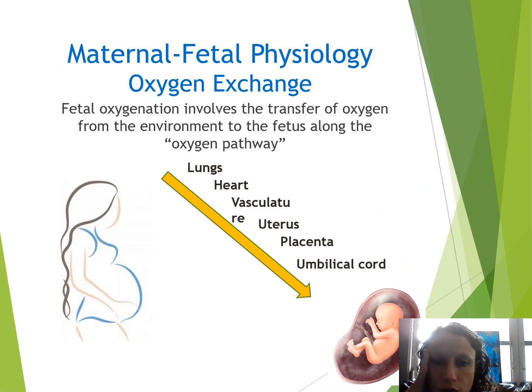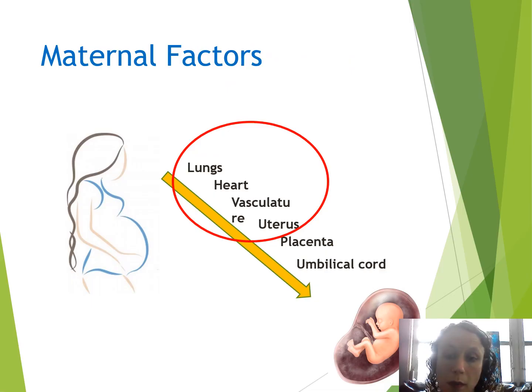So the maternal fetal oxygen pathway is a really important concept to understand. Along this pathway, you have everything that could affect it: the lungs, heart, vasculature, uterus, placenta, and umbilical cord. So we're going to break it out to look at the maternal aspect, and then the uterus, placenta aspect, and umbilical cord and baby. So maternal factors.